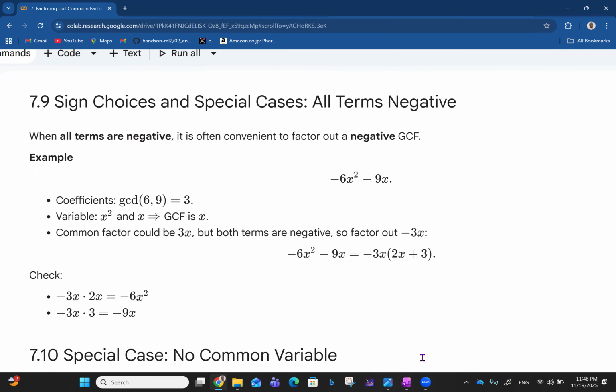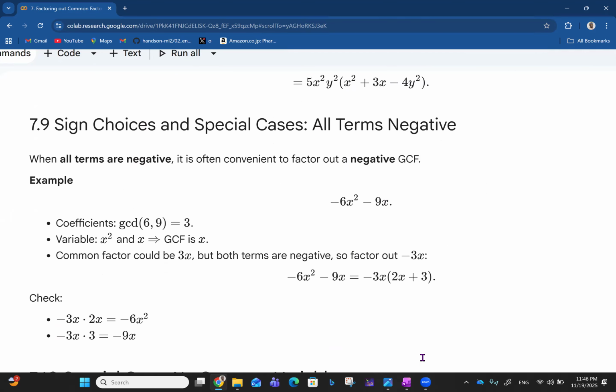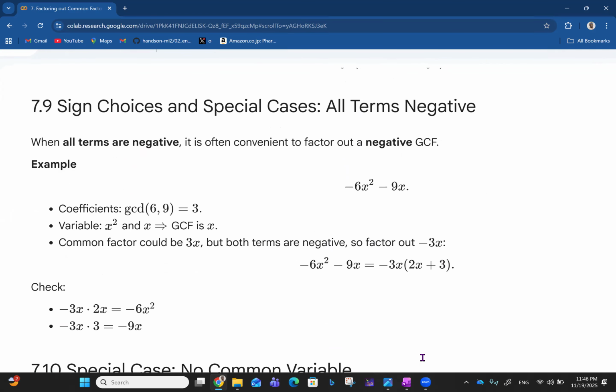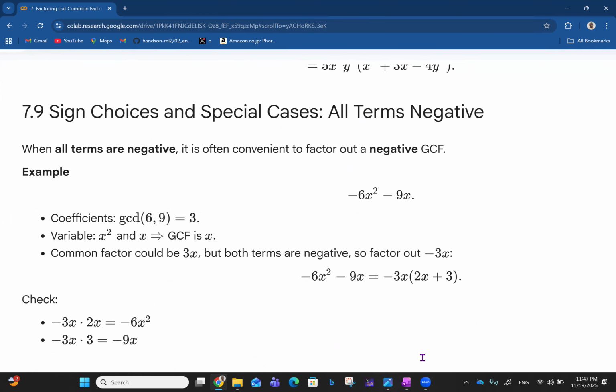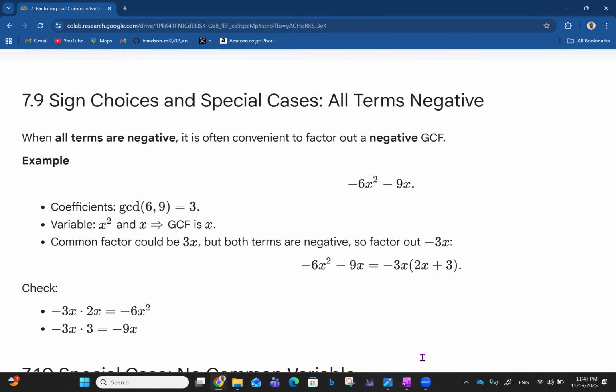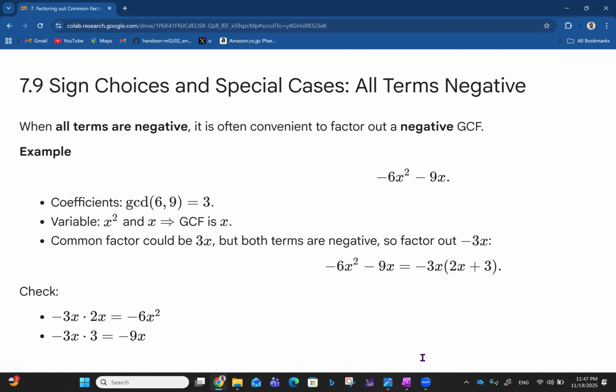Okay, so let's talk about sign choices and special cases. In case all terms are negative, negative signs can be very problematic if you are not careful, because I remember losing the math prize in first year of senior high school because I made a mistake plotting a graph using a minus sign when I should have used plus. So when you have minus, you have to be extra careful.